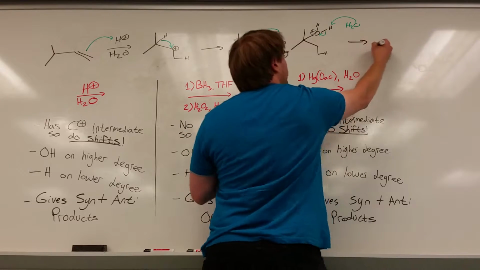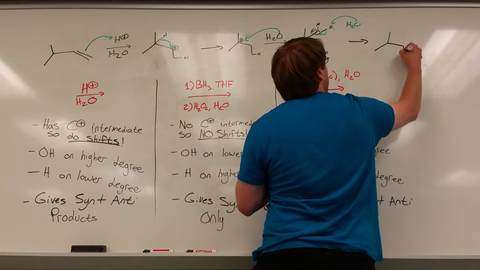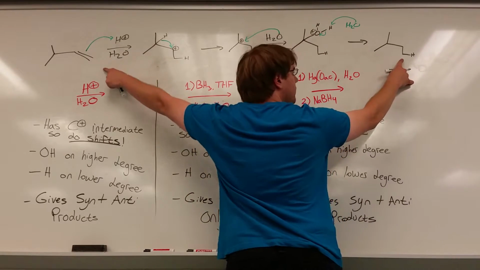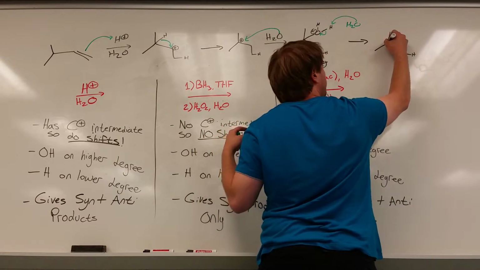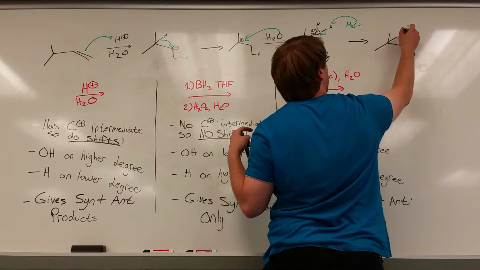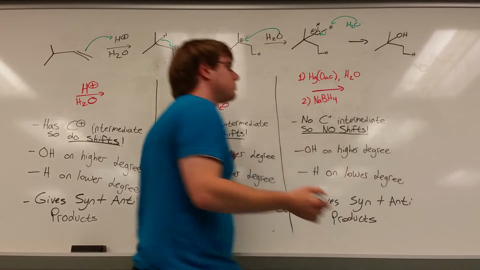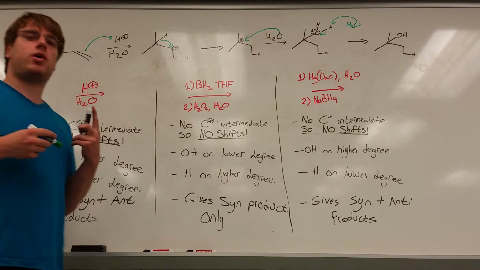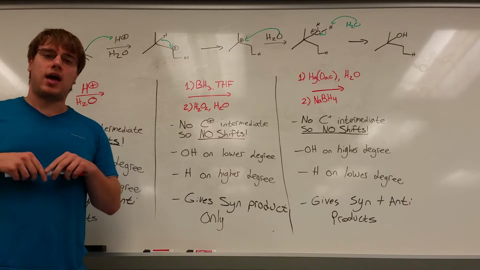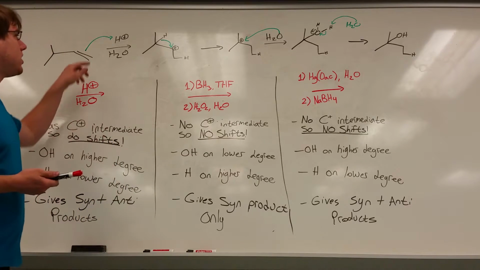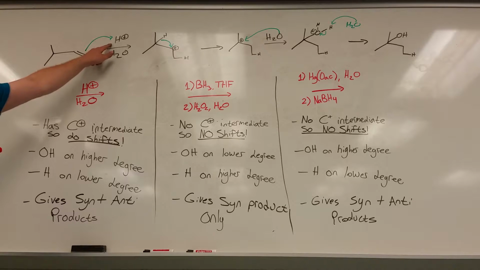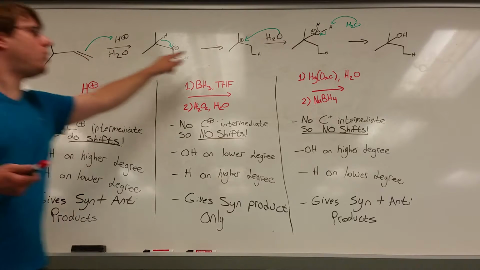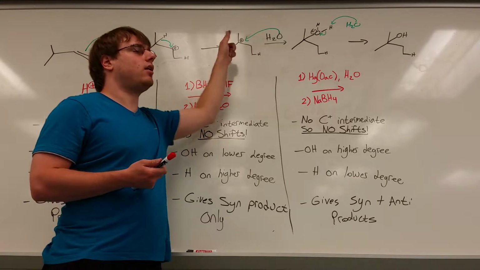neutralizing it and giving you your final answer, which will be the hydrogen put on that lower degree carbon where the double bond used to be, and then the OH being placed on the higher degree carbon where your carbocation shifted to. Okay. Now, as far as stereochemistry is concerned for this reaction, this is a reaction that will give you both syn and anti-products, meaning when this first step happens, this hydrogen can be added on a wedge or a dash. And when this water comes in, it could also be added on a wedge or a dash.